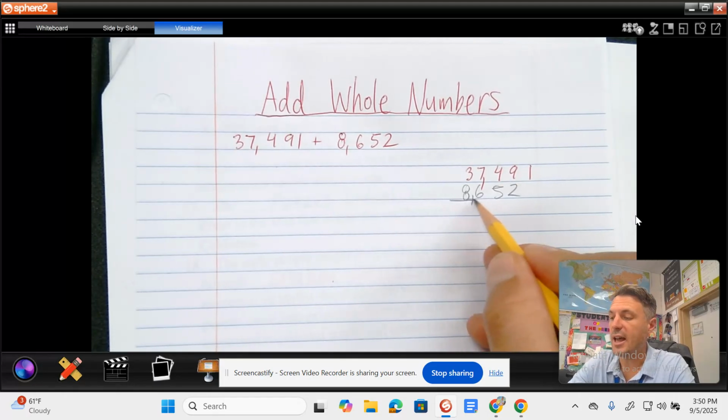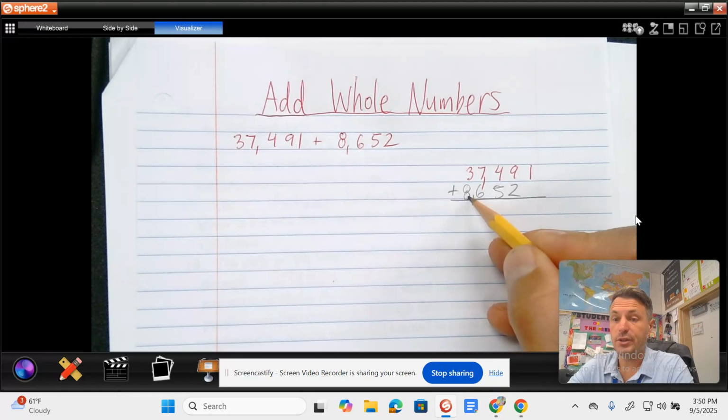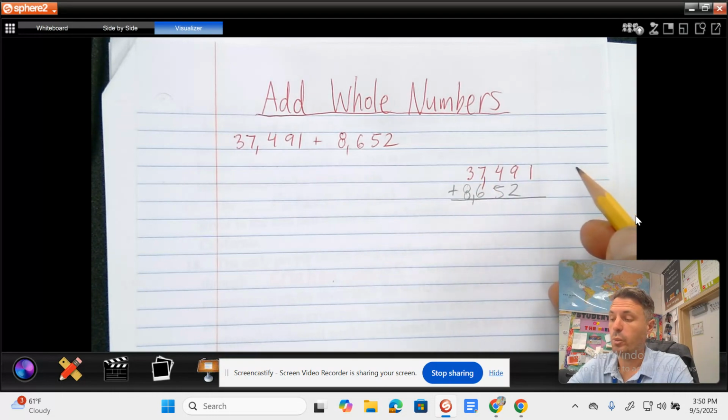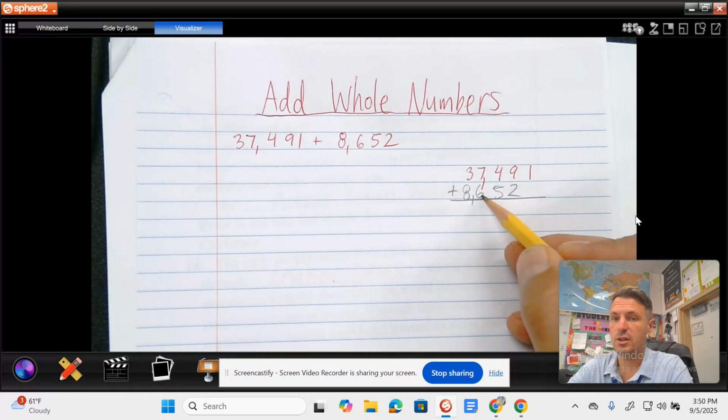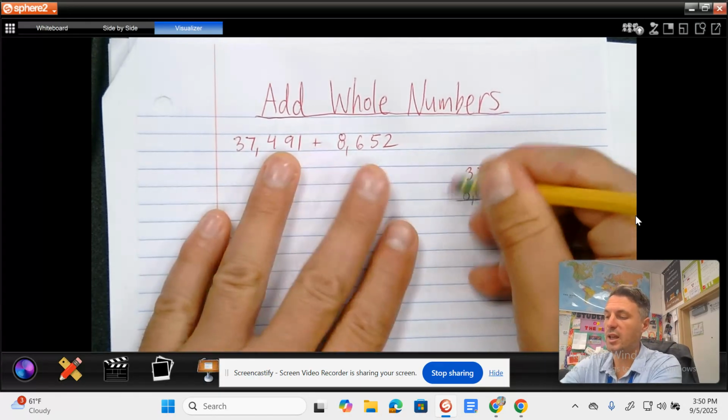Because if we tried to add that up the way it is now, we'd be lining up the thousands place of this number with the 10,000s place of the top number. We'd be adding the hundreds place of this number with the thousands place of this number, the tens place of this number with the hundreds place of this number, and the ones place of this number with the tens place of the top number, and that won't work, so we can't do that.